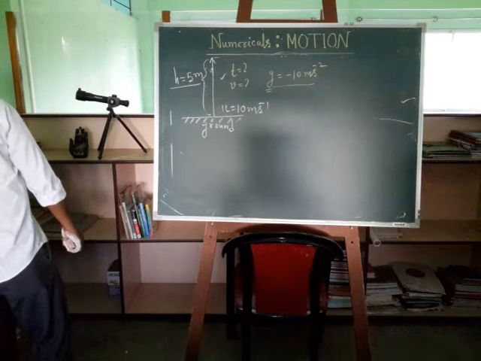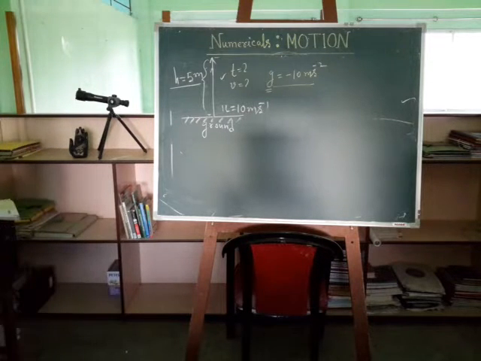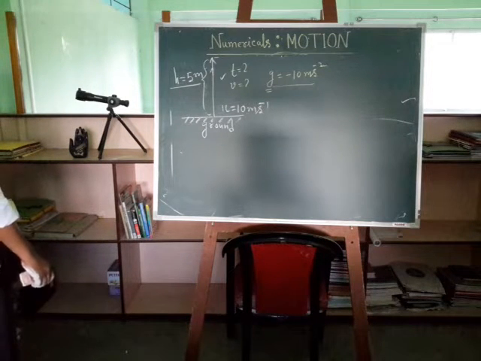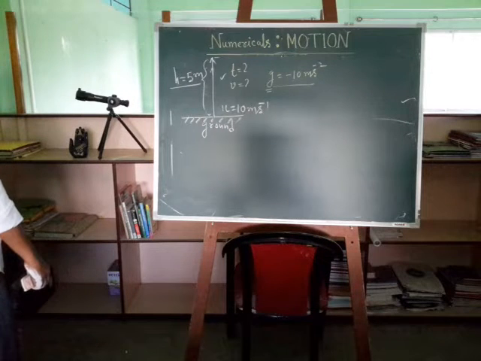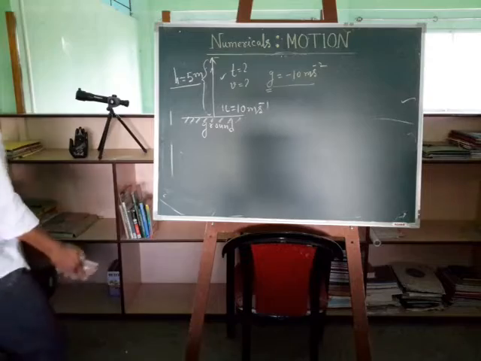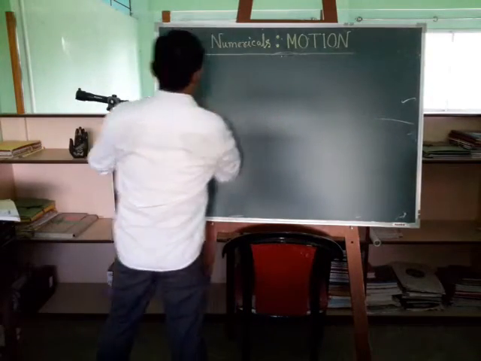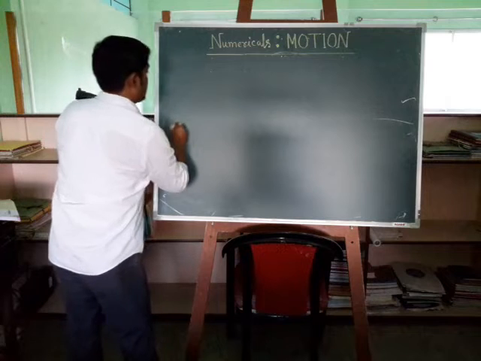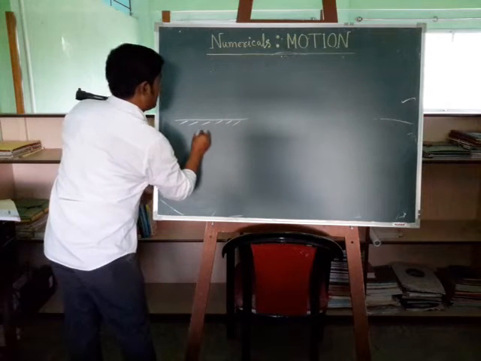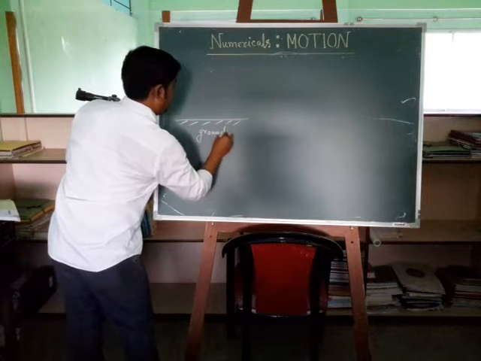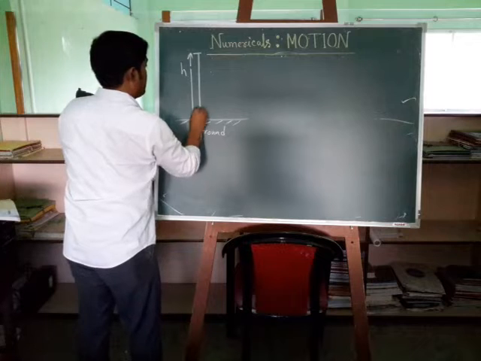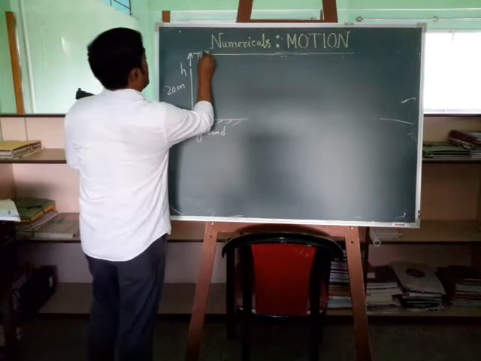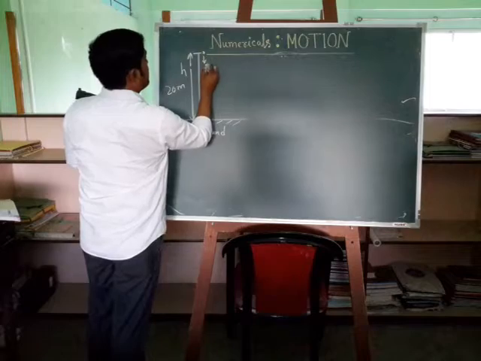A ball is dropped from the height of 20 meter. Calculate the time taken by the ball to reach the ground and the velocity with which the ball will strike the ground. So next problem. Suppose this is our ground, and this is height 20 meter. A ball is dropped from here with no velocity.